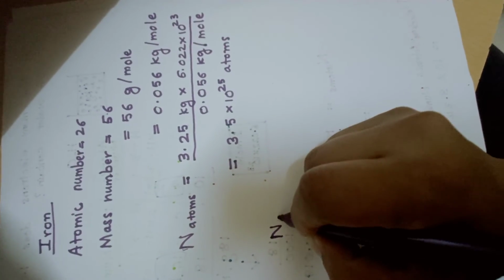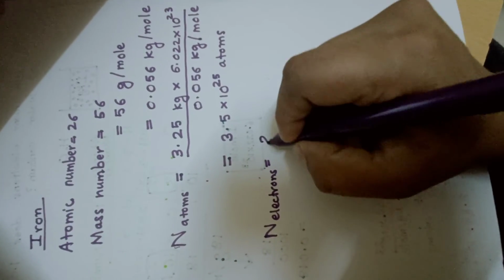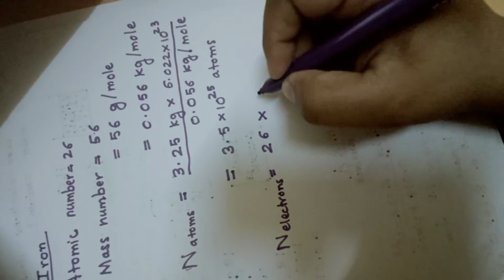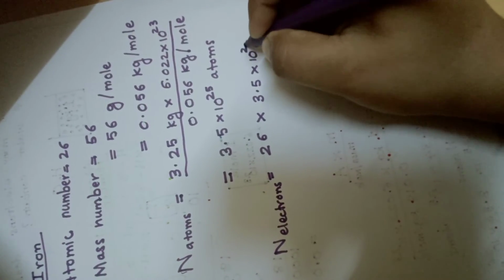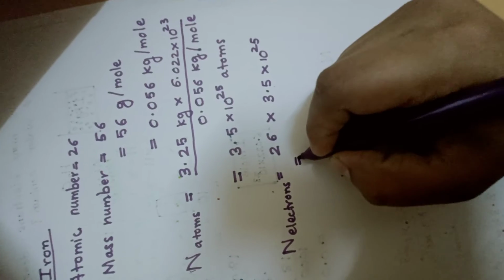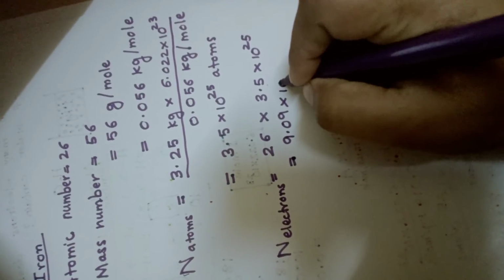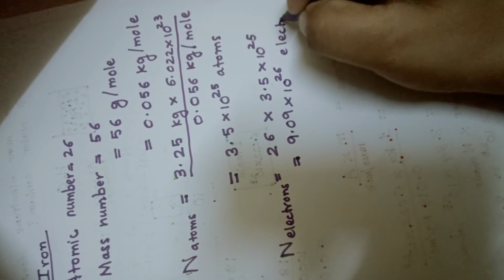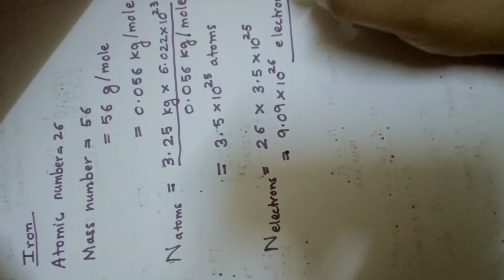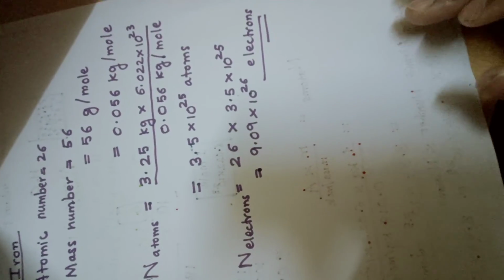Okay. Now the total number of electrons. Total number of electrons means the atomic number, that is 26, times the number of atoms, that is 3.5 times 10 to the power 25. So you will get the answer as 9.09 times 10 to the power 26 electrons. So we got the total number of electrons in this particular mass of iron.